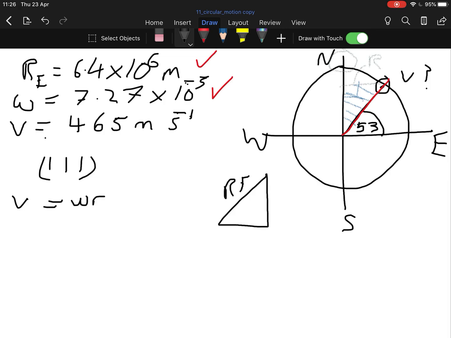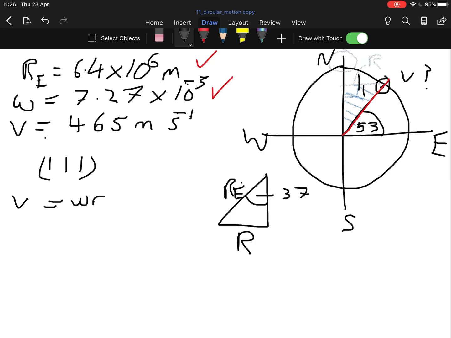So we have the straight line, the hypotenuse. That's the radius of the Earth. I'm just going to leave it at r. And our angle here would be 90 minus 53 degrees, which is 37 degrees. Let me see, am I right? The angle is opposite the flat bit. Yeah, so that's 37 degrees, and we're trying to find this side down here on the bottom.